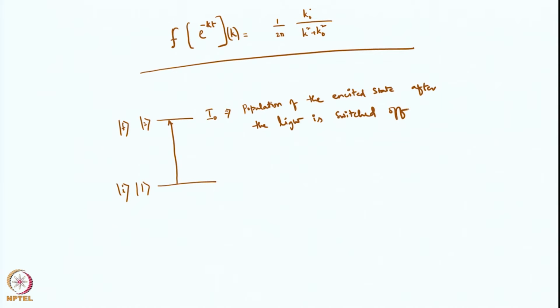Once you switch off the light, what will happen? It will decay. So, the intensity I of state 2 will be equal to I naught of state 2 times e to the power of minus k t. Now, k is here an exponential decay rate. So, this is nothing but your first order kinetics.